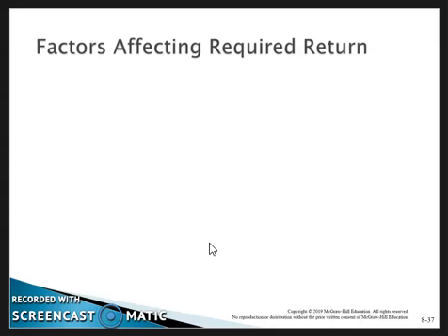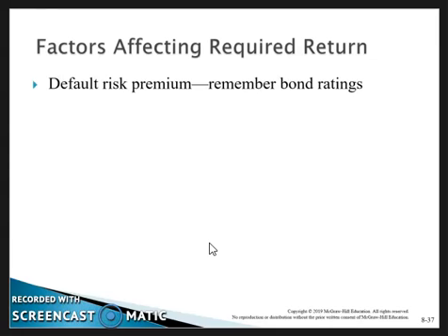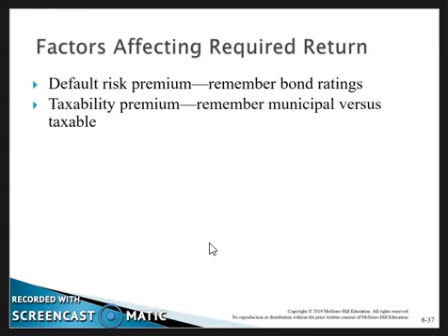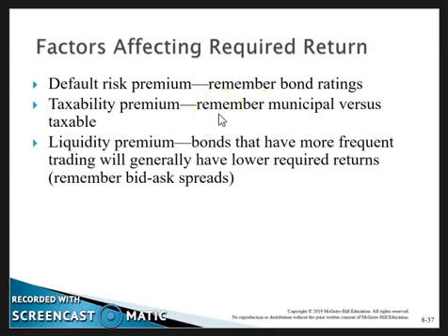So factors affecting required return: default risk premium, bond ratings, and so forth. The lower the bond rating, the higher the default risk premium. Taxability premium. So we talked about municipal versus taxable. Liquidity premium. Bonds like Treasuries will have a very, very small liquidity premium. Treasury bills, for example, will have the smallest liquidity premium of them all. But bonds that don't trade as frequently will have a higher liquidity premium or a higher bid-ask spread.